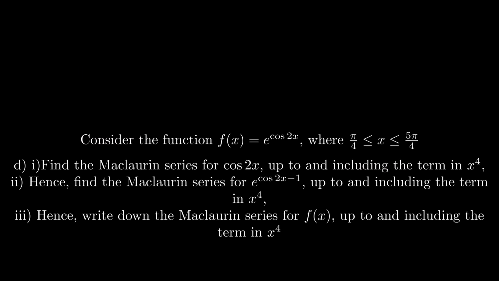Question D is asking us to use the Maclaurin series, starting with cosine 2x and basically expanding up until we can capture our whole function, up to the terms x to the 4.